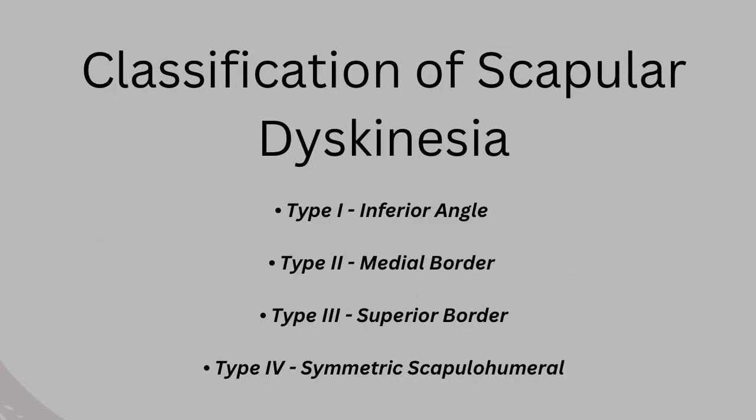But whatever is going to come under the classification of scapular dyskinesis will not have all these optimal positions of the scapula. So the classification of scapular dyskinesis is into four categories. We have type 1 where the inferior angle is prominent, in type 2 the medial border is prominent, in type 3 the superior border is prominent, and in type 4 there is symmetrical scapulohumeral appearance.